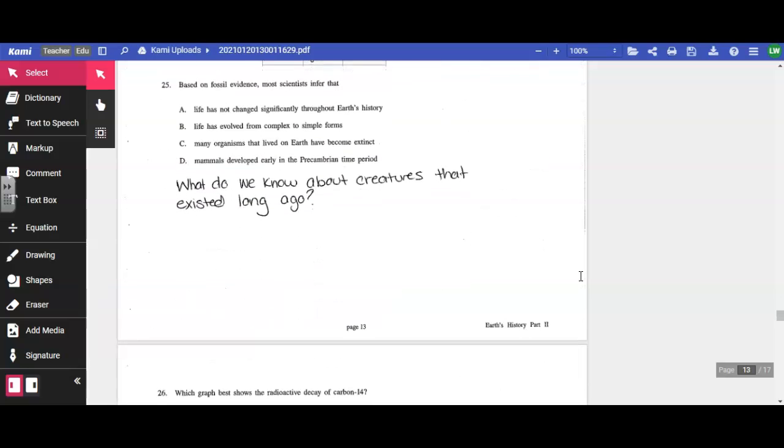Number 25. Based on fossil evidence, most scientists infer that A. Life has not changed significantly throughout Earth's history. B. Life has evolved from complex to simple forms. C. Many organisms that lived on Earth have become extinct. Or D. Mammals developed early in the Precambrian time period. Okay, so what do we know about creatures that existed long ago? Which one of these might be true?